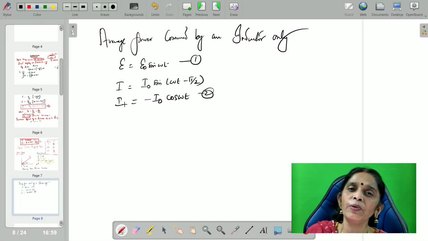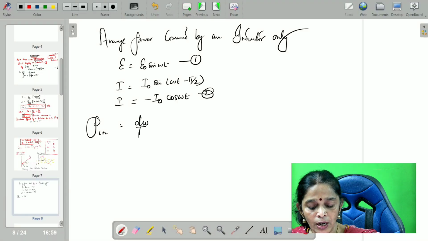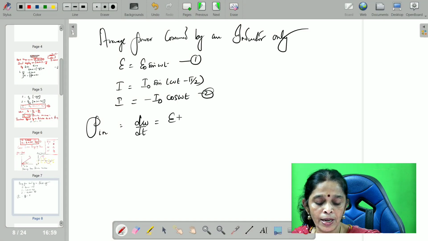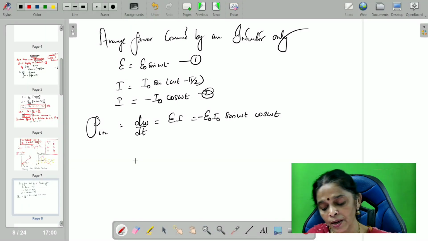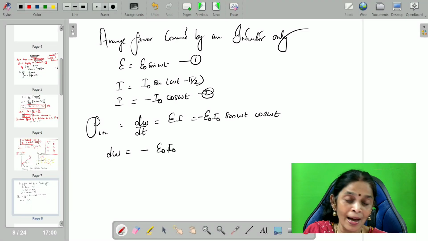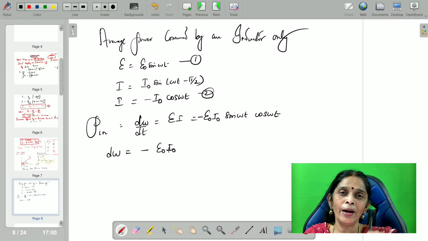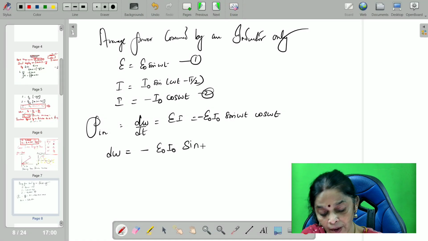Now tell me, children, what is power? The same thing, whatever you have done, the instantaneous power is equal to dW by dt, work done by time taken. So that is equal to E into I, which is equal to E naught into I naught into sin omega t into cos omega t. Children, what is sin 2 omega t? Recollect and tell me. Yes, sin 2 omega t is nothing but 2 sin omega t cos omega t. I don't have 2 here. What should I do? Multiply and divide by 2. So when I multiply and divide by 2, I will get sin 2 omega t divided by 2.